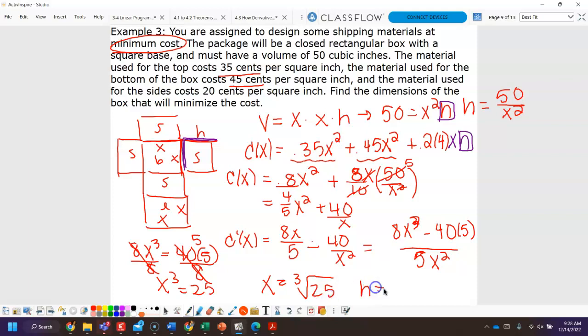And then the height would be 50 divided by 25. Which is approximately like 2.92 something, if that's what makes sense. Makes sense though? This one is probably the closest one.